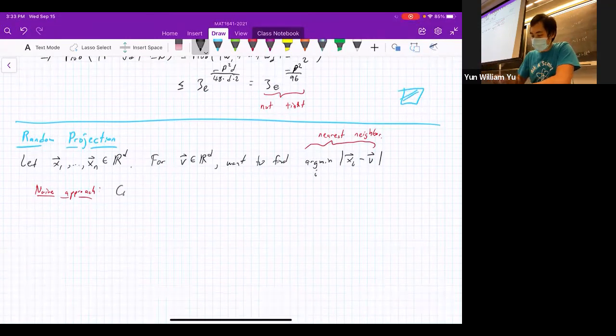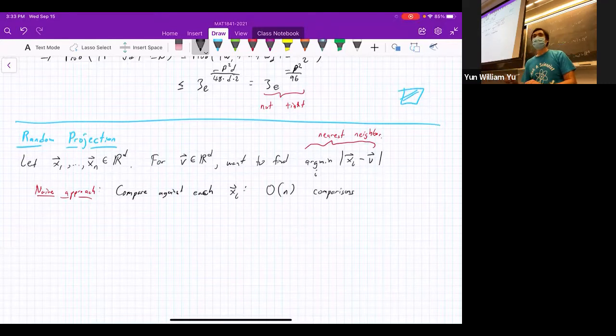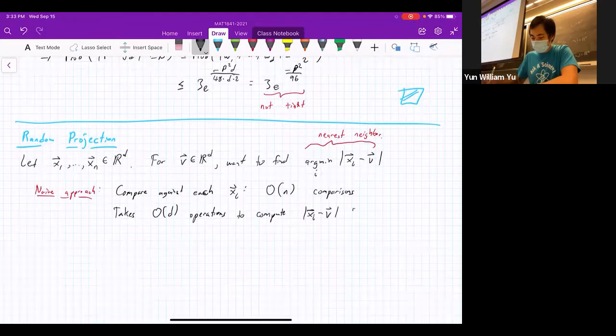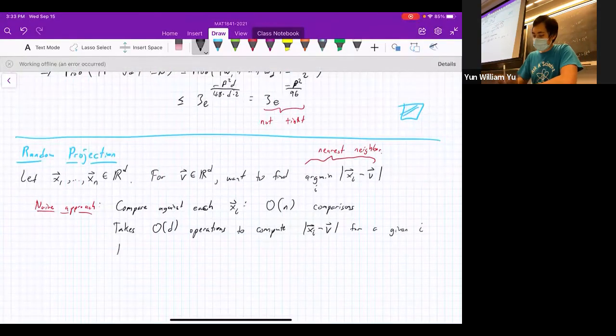So the naive approach is you brute force it, and you compare against each of your xi's. Note that you have O of n comparisons, because you're comparing against n different things, which can't really be helped in some sense. Another thing is that it takes O of d operations to compute the distance, to compute xi minus b for a given i, because you have d dimensions, and so of course you have to compare each of those entries.